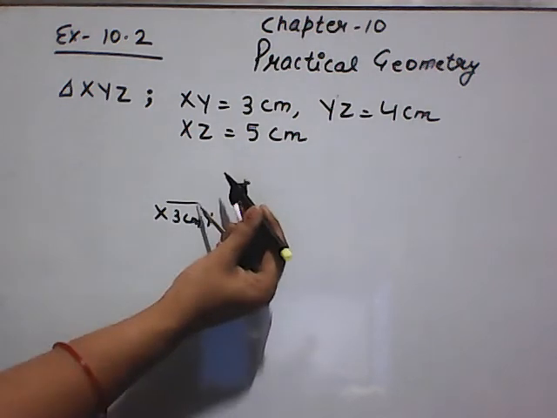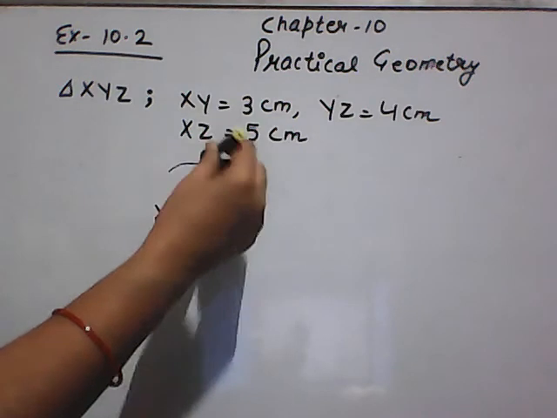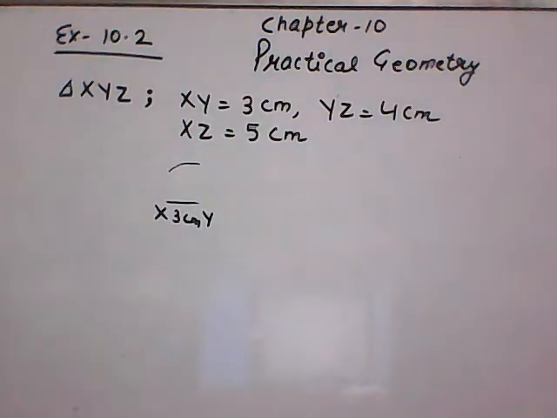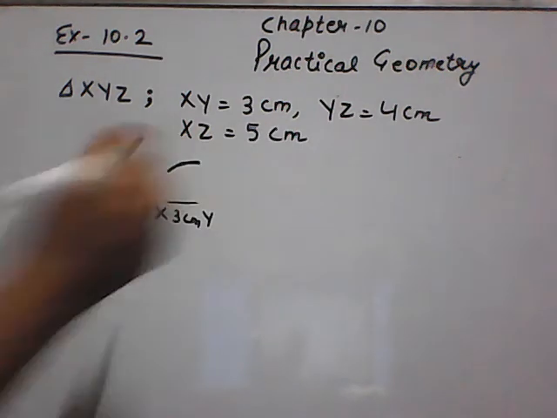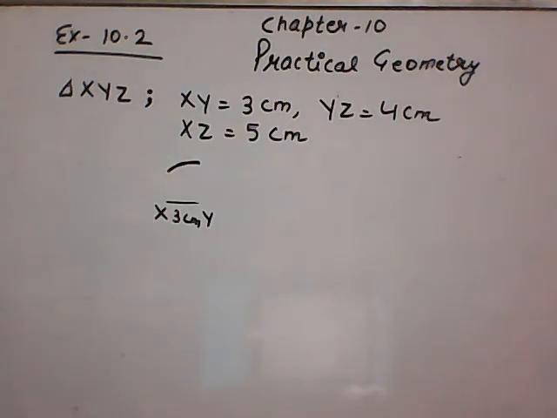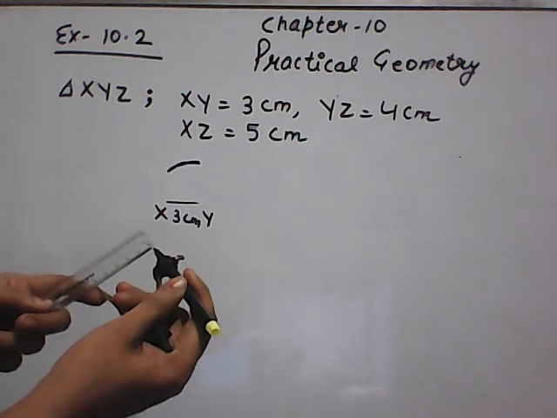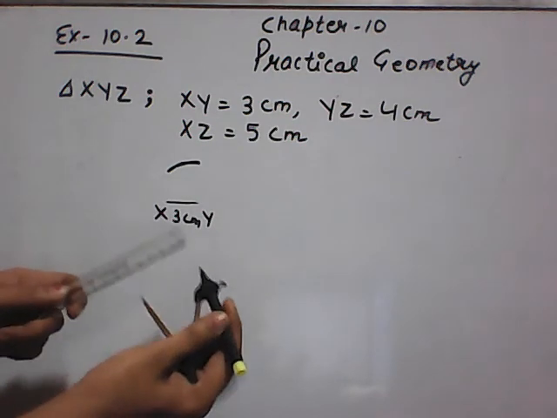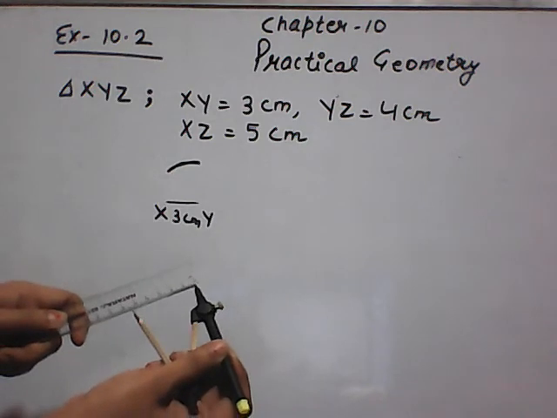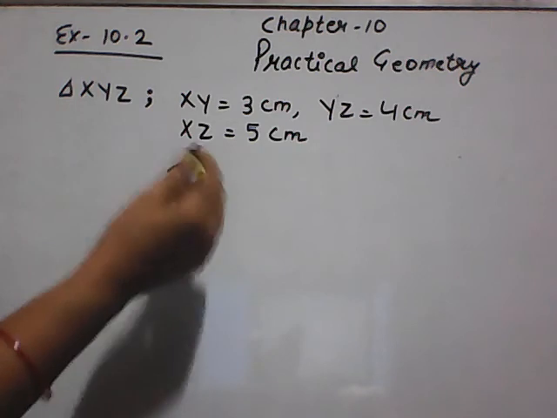So you can take the needle at Y and draw an arc in this way. In this way, you can draw an arc YZ of 4 centimeter. Now XZ is 5 centimeter. So you can open the compass with the help of a ruler. You have to take one pinpoint at 0 and another at 5. In this way, you can open the compass 5 centimeter. Take the needle point at X and draw an arc.